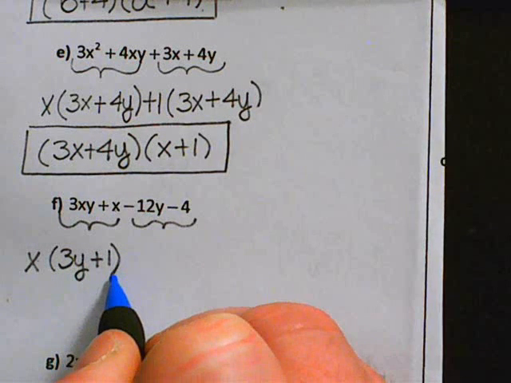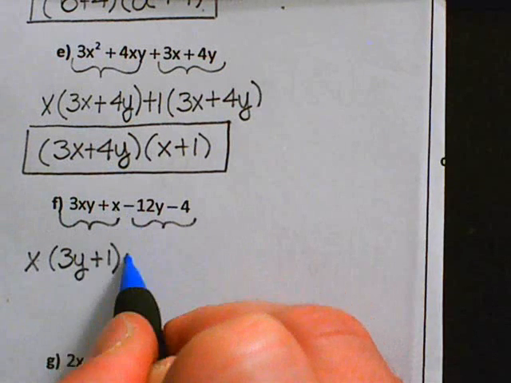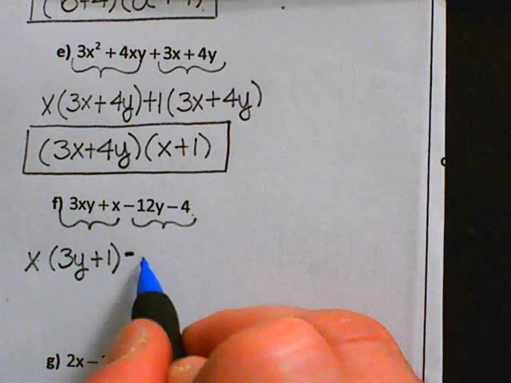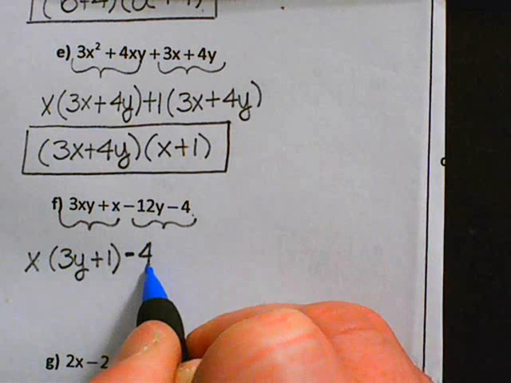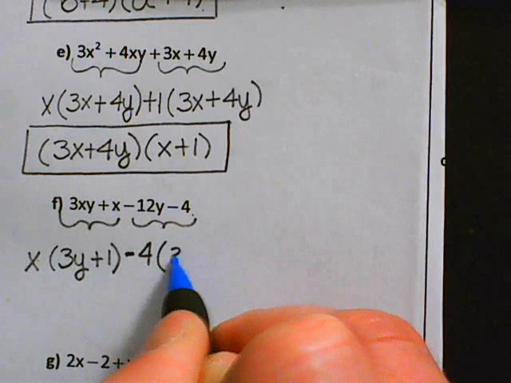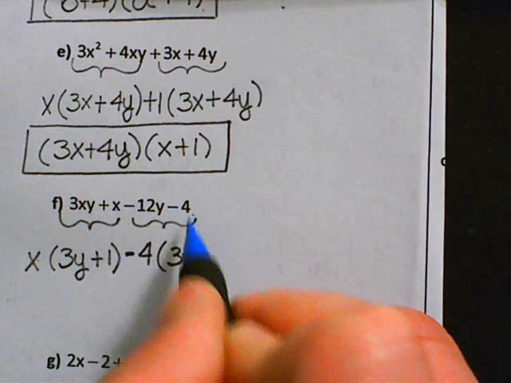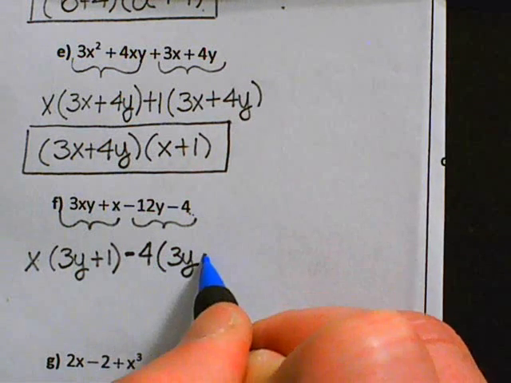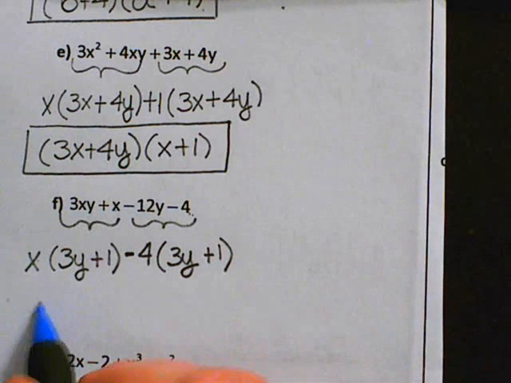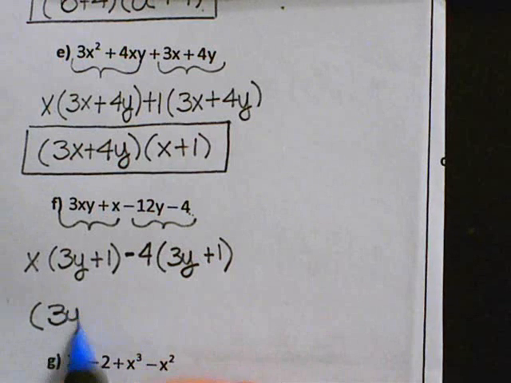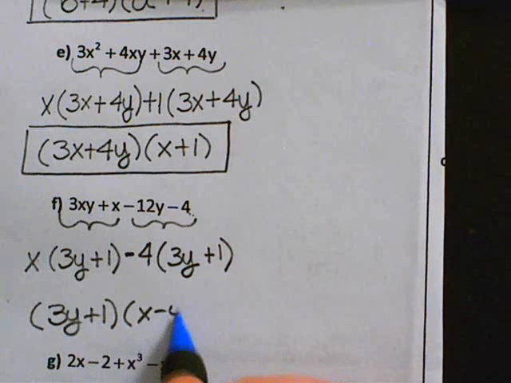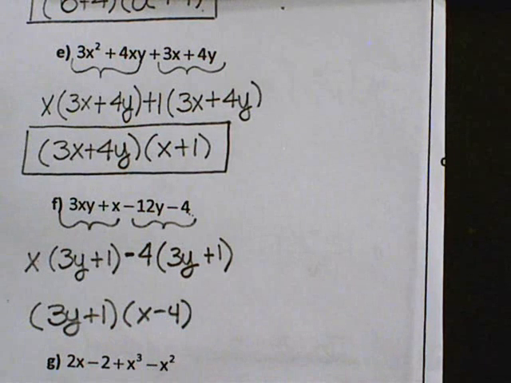Bring down the negative. What can I factor from 12y and negative 4? A 4. Now, negative 12y divided by negative 4 is 3y. And negative 4 divided by negative 4 is positive 1. Again, what do they have in common? 3y plus 1. So the answer is 3y plus 1 times x minus 4. Very well.